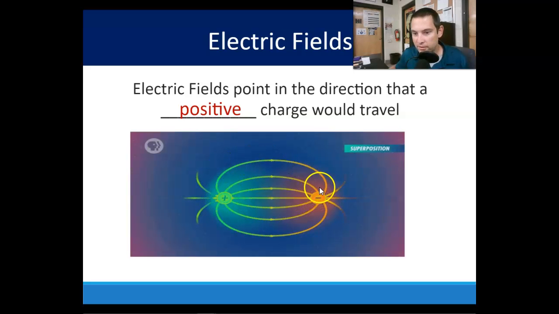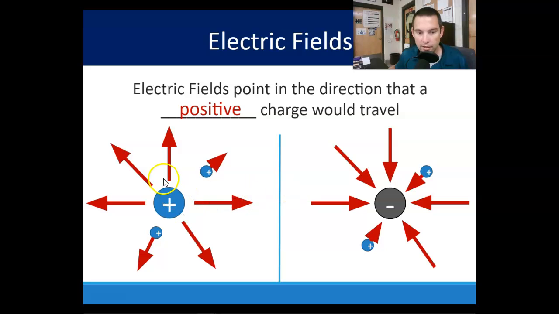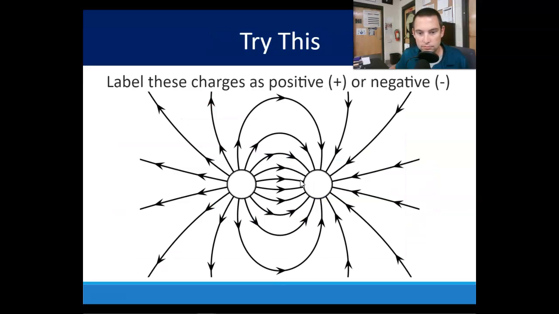Out from positive and into the negative. If you look at these lines, they go out from the positive and into the negative. All right, pause this, try it, label the positive and negative. Out from the positive, into the negative.